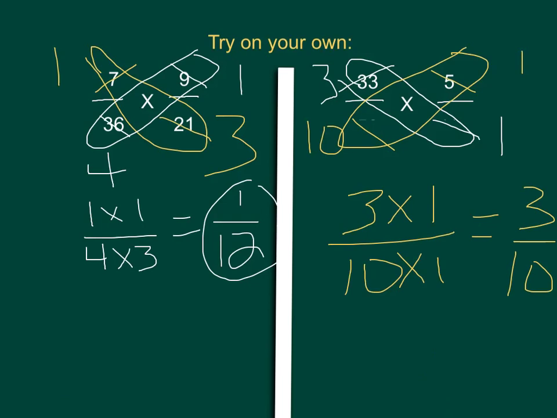In the second example, I can cross-reduce the 33 and the 11. They both have a common factor of 11. I can also cross-reduce the 5 and 50. They both have a common factor of 5. After cross-reducing, I need to multiply 3 by 1 and 10 by 1 and get an answer of 3/10.